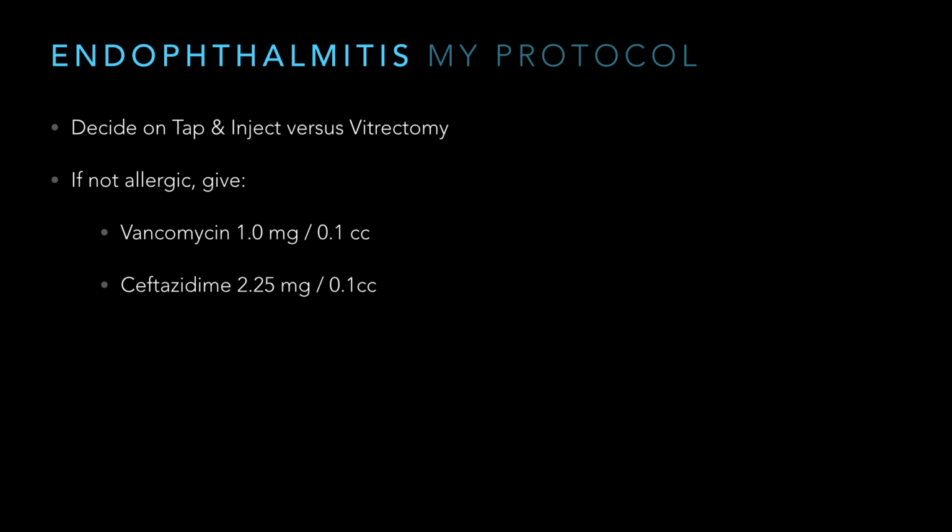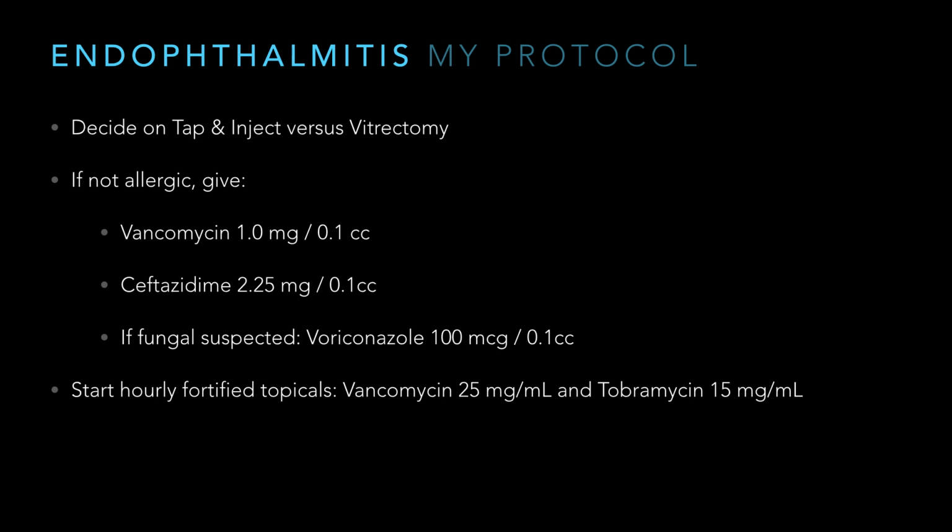I always give VANC. I think you need to know this: VANC, 1 milligram per 0.1 cc, and ceftaz 2 or 2.25 per 0.1 cc. If you suspect fungal, get it started earlier. I'm not like cornea. I don't need to grow fungus out before I treat it. If I suspect it, I'll treat it and sort it out later. And then start hourly fortified topicals, plus or minus Vori again.